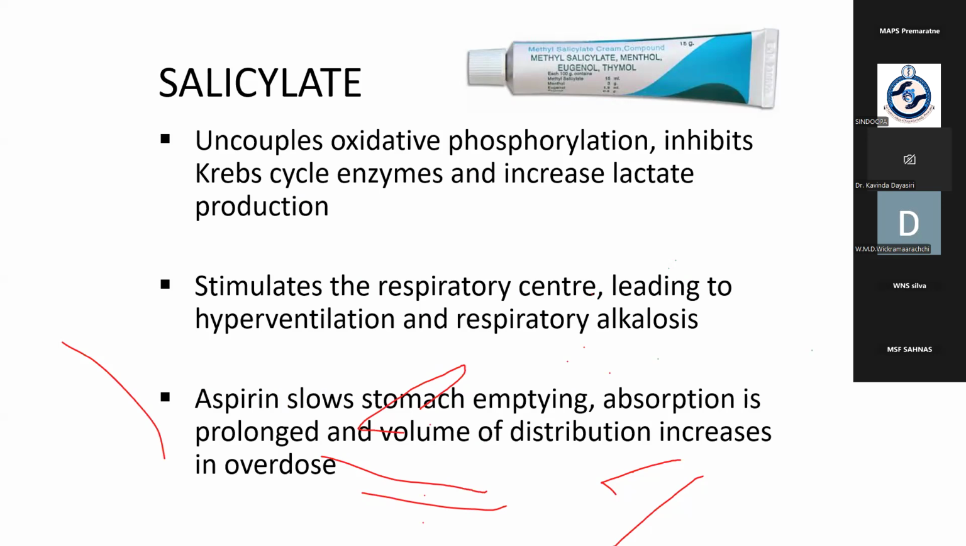What it does is uncouple the aerobic respiration, the Krebs cycle, and thereby activate anaerobic metabolism, resulting in accumulation of lactic acid and significant metabolic acidosis. There can be compensatory hyperventilation and respiratory alkalosis. It is just a marker of toxicity.